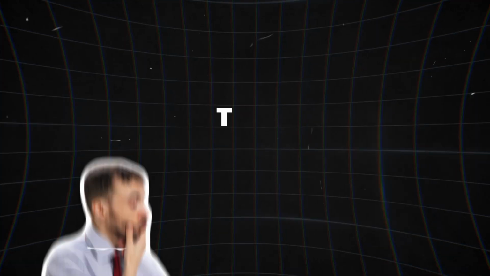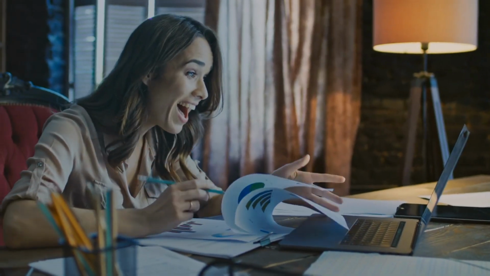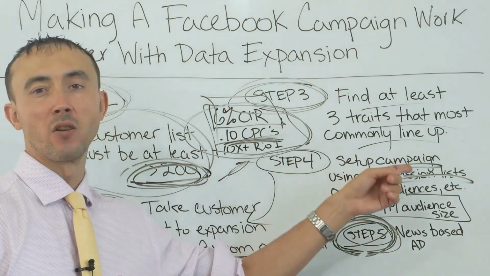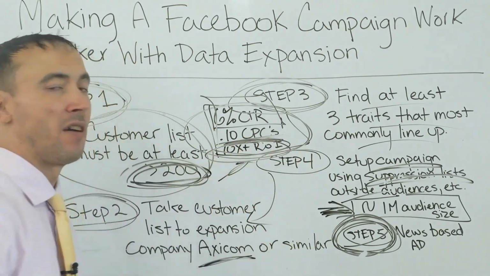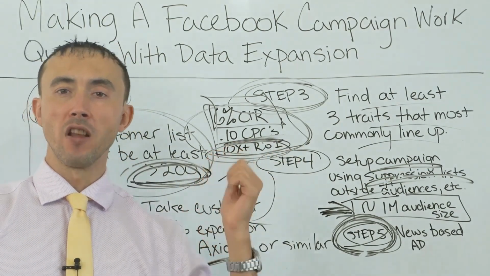But with that, to get to a 10 cent CPC, we had a 6% click-through rate. Most people are happy to get a 1 to 2% click-through rate. We're getting 6+ because the ad's decent and we know exactly who's going to respond to it. And that ROI is over a 10x ROI. In that particular instance, it's a very expensive product, so we're mostly looking at turning the ad on.